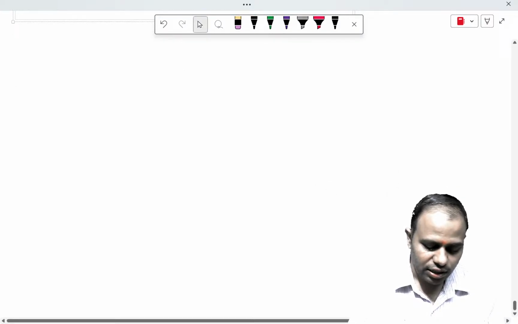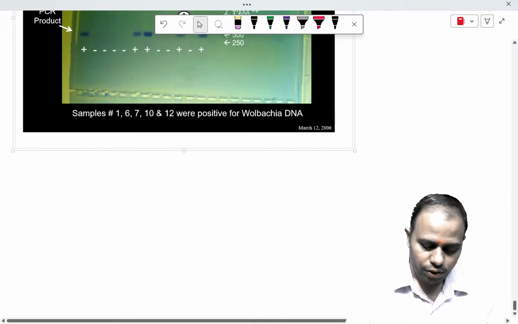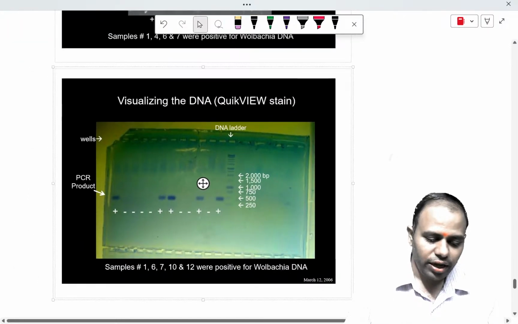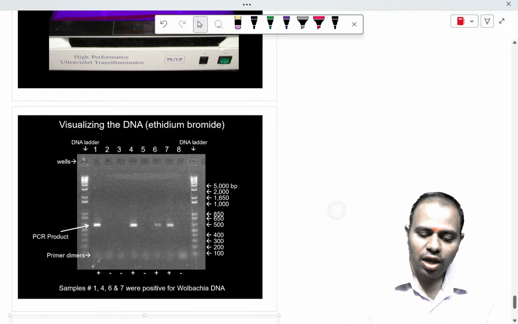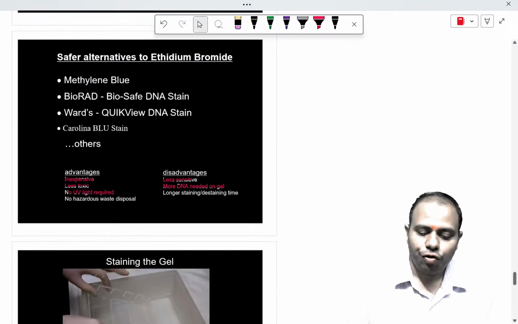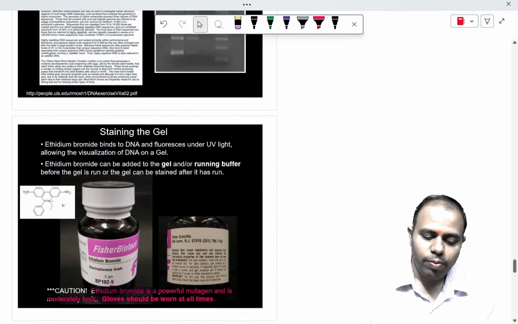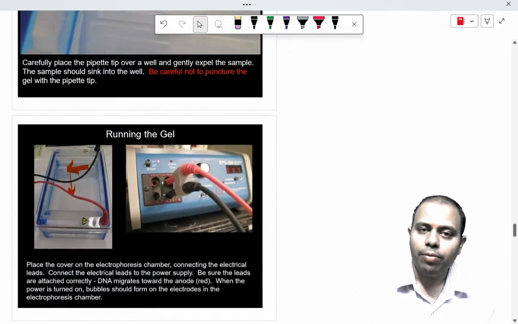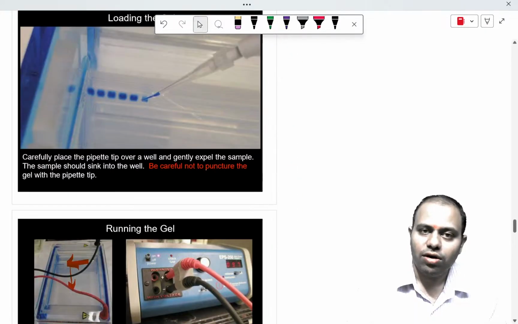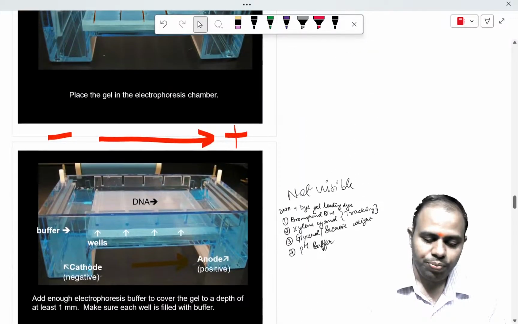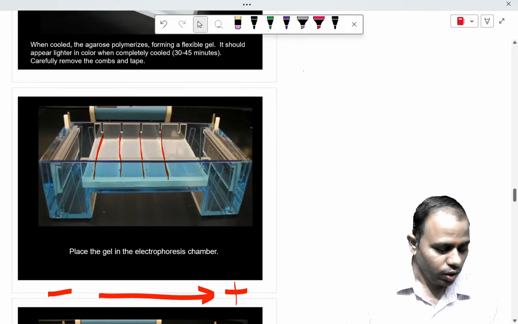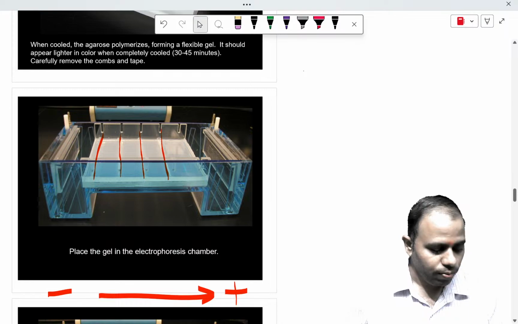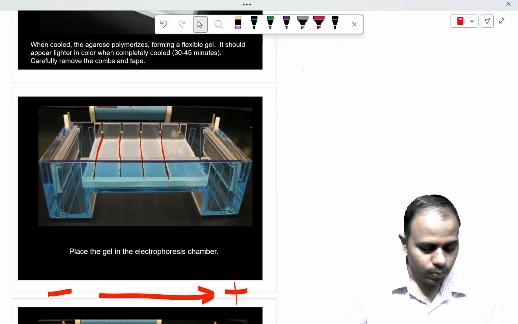So this was all about agarose gel electrophoresis. I hope you have understood how electrophoresis is done. When we do the practical demonstration, you will be able to see the whole procedure again. I hope you are getting the whole video. Is it clear to all of you? If you have any doubt, please reply in comments.